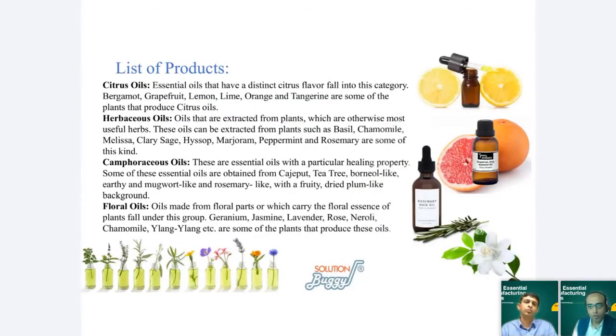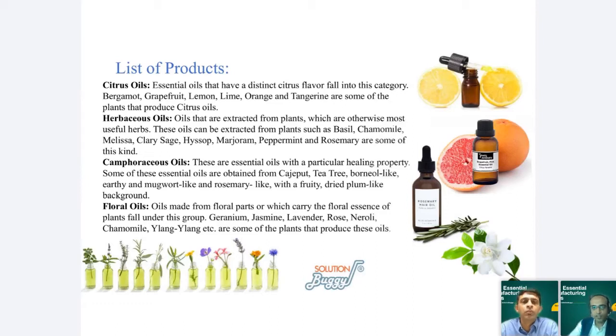Now the list of products. What are the products we can manufacture in India which have a good demand? Citrus oil, which can be extracted from bergamot, grapefruit, lemon, lime, orange, and tangerine. These are the main citrus oils. Limonene has huge demand and multiple derivatives, and everyone has consumed it with orange juices. We get it from the outside market, and we also have orange and other essences at home, so we are using it.